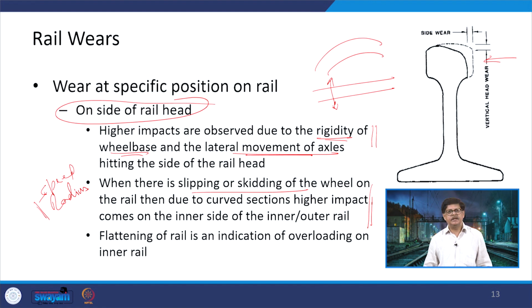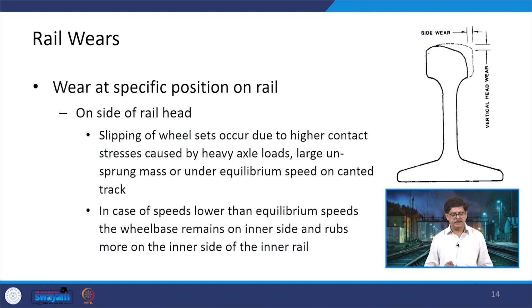Then flattening of the rail is an indication of overloading on the inner rail. If slowly the curved section starts flattening out, then that means there is a problem here. Then slipping of wheels sets occur due to the higher contact stresses caused by heavy axle loads which we have discussed previously.